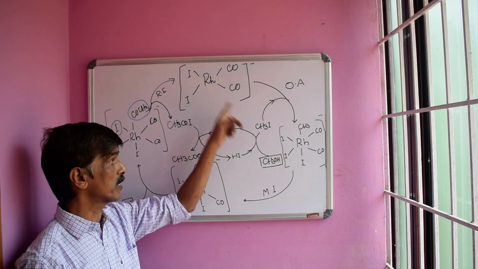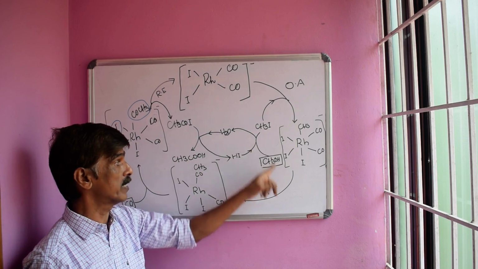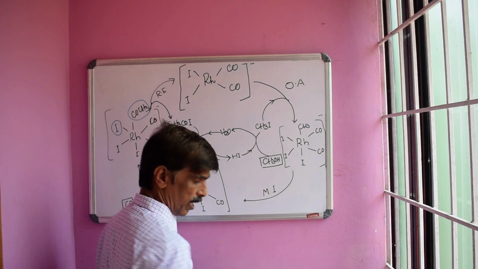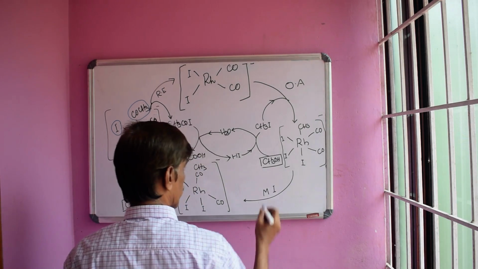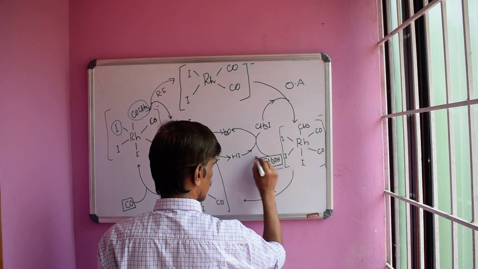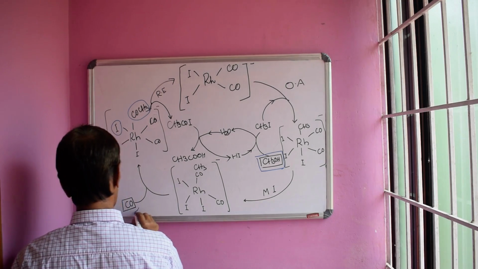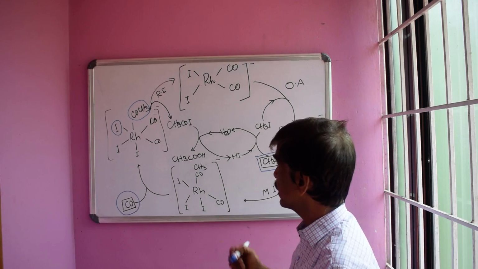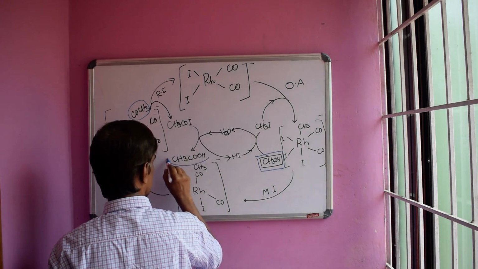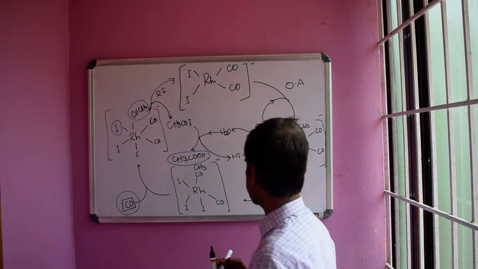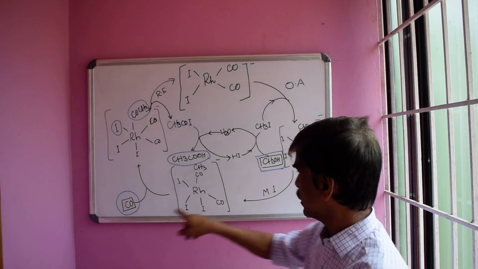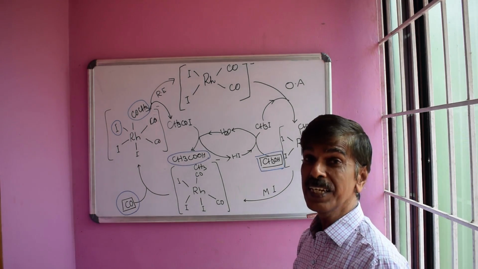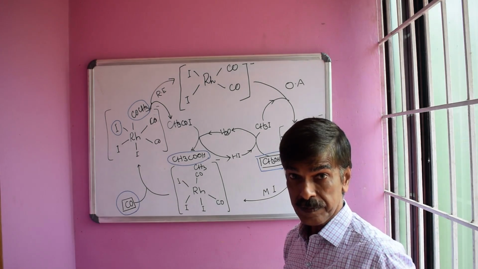So we can see that the reactants are methanol and CO. These two are the reactant species, and there is only one product, that is acetic acid. So you can see that CH3OH plus CO gives CH3COOH. Is it clear?